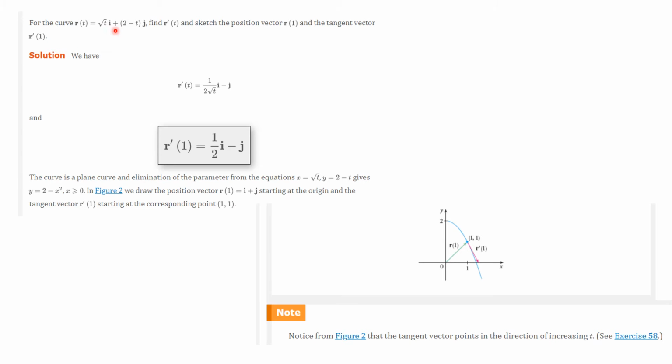In fact, if you were to graph this, you would get the blue curve. The tangent is the vector here, and you can see that the direction of the vector as t gets bigger is going down. Actually, it's a constant. It's always going down. And notice the tangent vector points in the direction of increasing t. And so that's what we have.